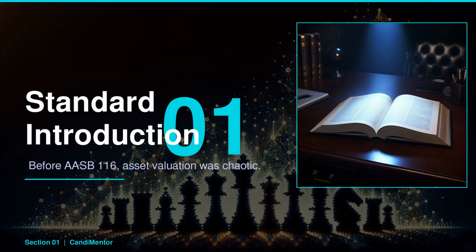Imagine companies valuing identical machinery differently, leading to balance sheet confusion. AASB 116 brought order, mandating consistent treatment of property, plant, and equipment. With this section, you'll understand how it standardized asset reporting, ensuring clarity and comparability across financial statements.